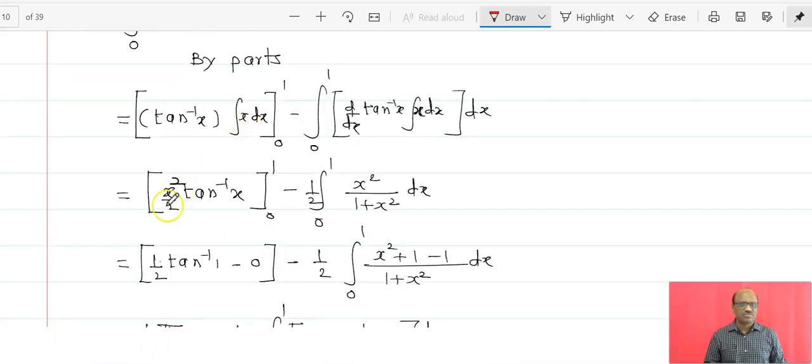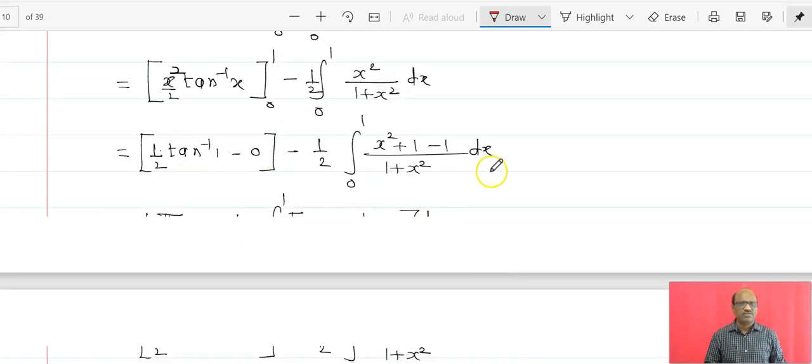The integral of x is x square upon 2, tan inverse of x, 0 to 1, minus the integral 0 to 1 of the derivative of the first function. What is the derivative of tan inverse of x? 1 upon 1 plus x square. The integral of x is x square upon 2. That is minus 1 upon 2 integral of x square plus 1 minus 1.